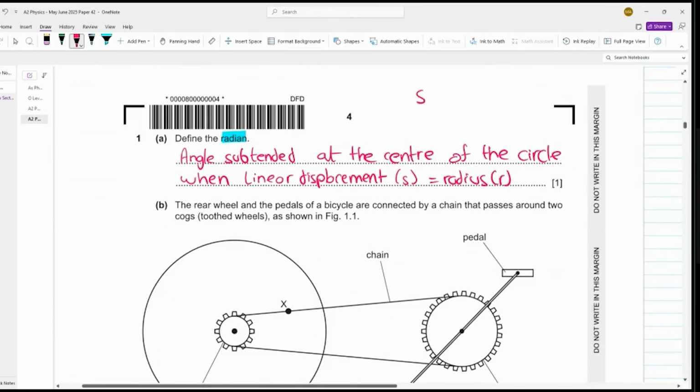Beta, we have studied this formula. S is equals to r theta. When S and R become equal, when the values of S and R become the same, that means your angle subtended at the center is equals to 1 radian. Theta is equals to 1 radian.